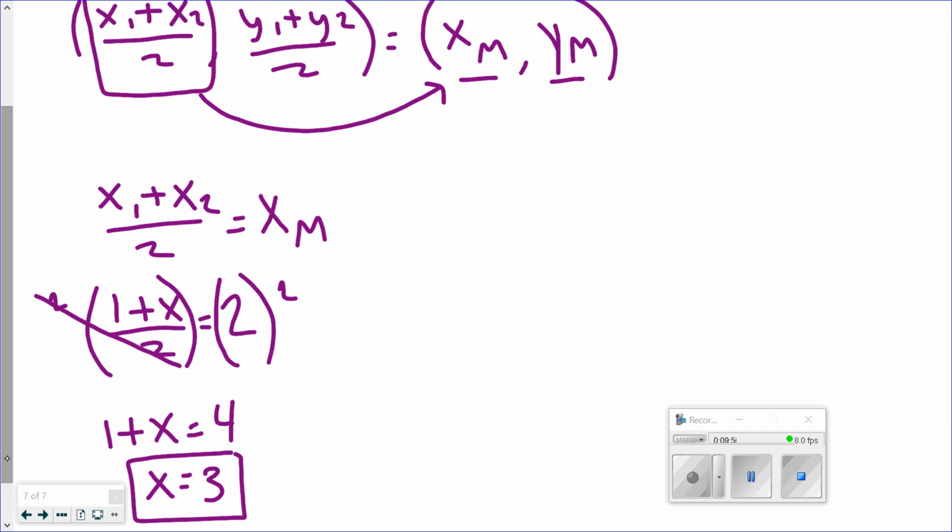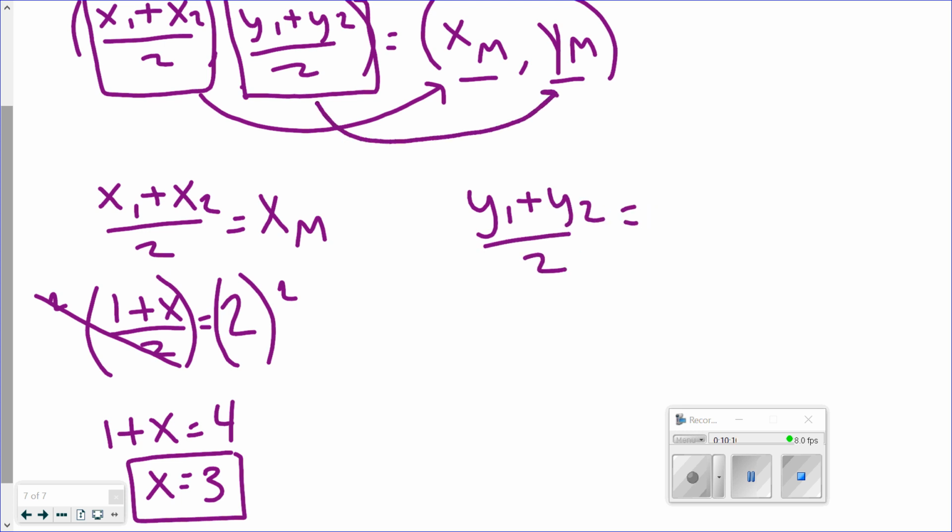All right, I'm going to do the same thing now to find my y coordinate. So I have my midpoint formula. Why is it not writing? So I know that y1 plus y2 divided by 2 has to equal the y coordinate of my midpoint. I'm going to call that ym. Let's plug in what we know.